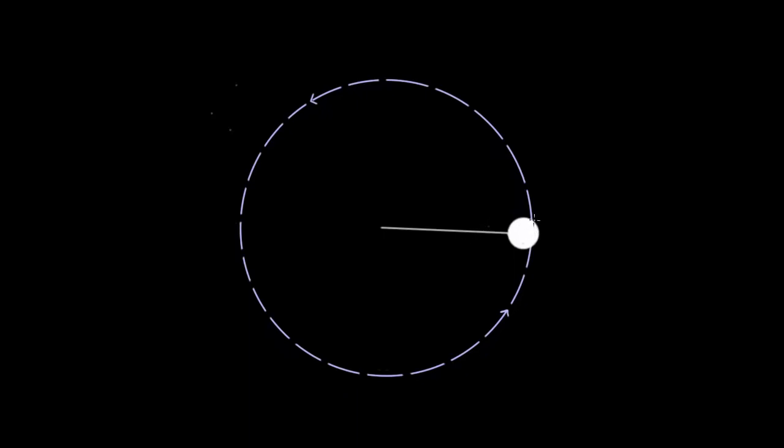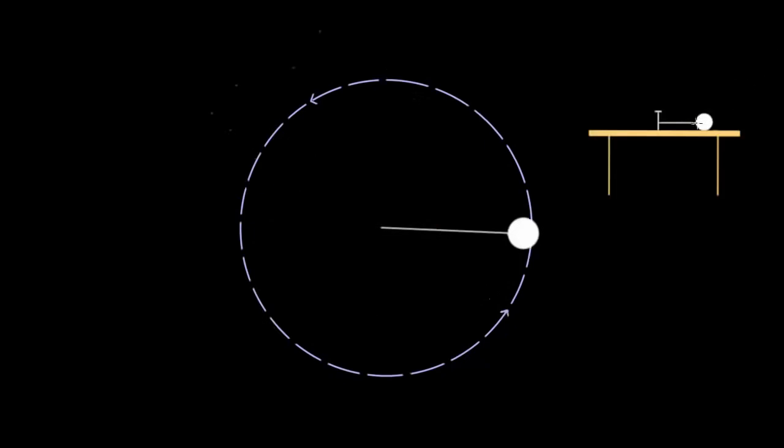Let's say a string is causing a ball to rotate in a circle. And to make it simple, let's say this ball is tracing out a perfect circle, and let's say it's sitting on a perfectly frictionless table. So this would be the bird's eye view. This is the view from above. What it would look like from the side would be something like this.